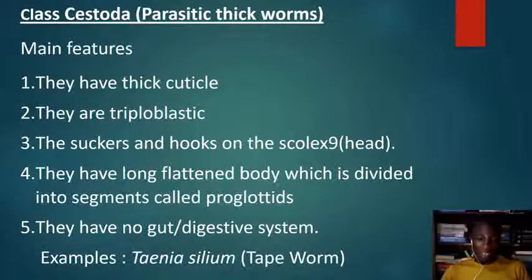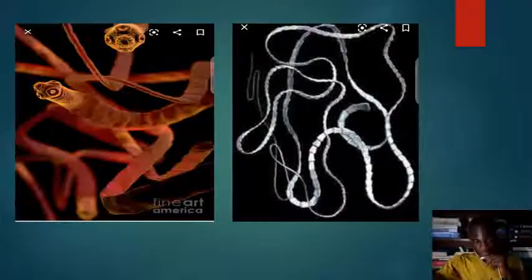Examples: if you have the Taenia solium, that's the tapeworm. Let's take note of that one, the tapeworm. So here in your shot you have a cestode, and this is typically a tapeworm. You see how long it is and how flat it looks. Let's take critical note of this. So in your shots, see how long they look. That's a tapeworm for you.